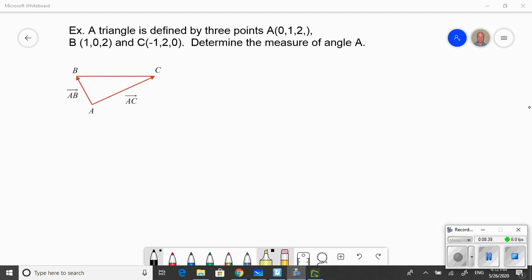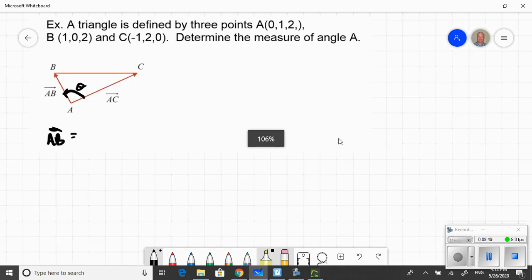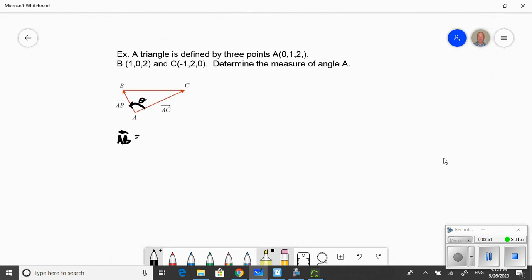Okay, so here's angle A in this question, and we'll call that theta, and I need AB. Now I have the components, right? So vector AB will be 1 take away 0, so it'll be the vector 1, 0 take away 1 is -1, and 2 take away 2 is 0 here. And while I'm at it, I might as well calculate the magnitude of vector AB. That's a really easy calculation. There's just a 1 and a 1 here.